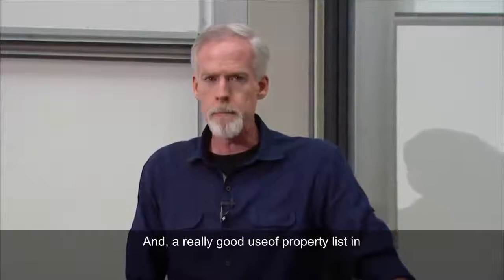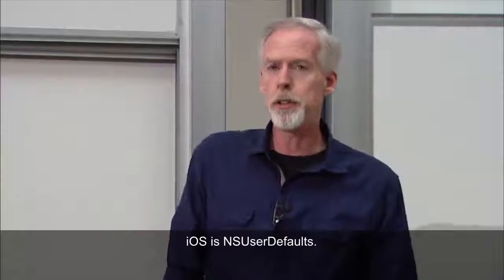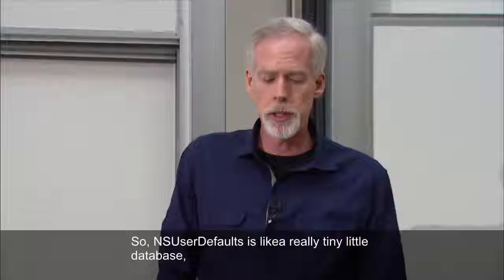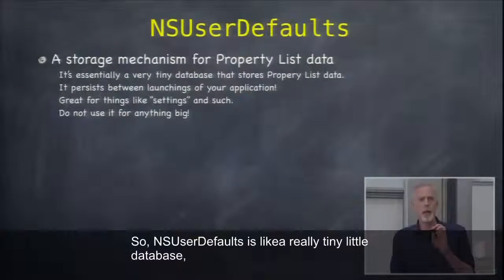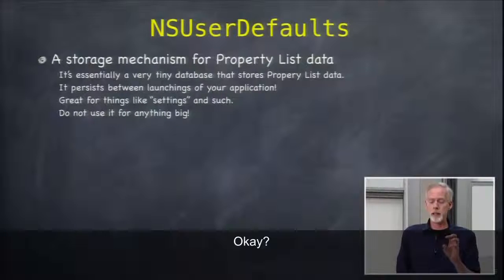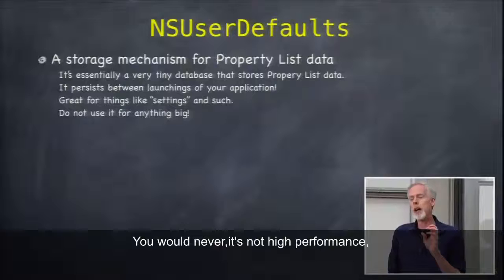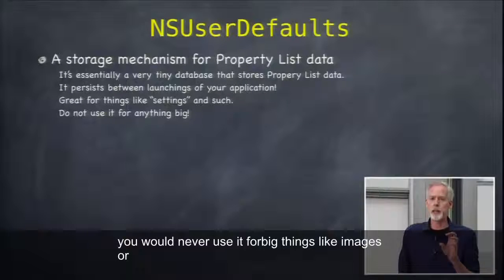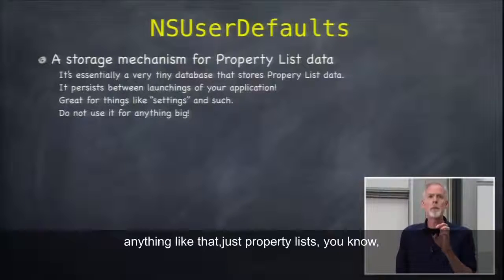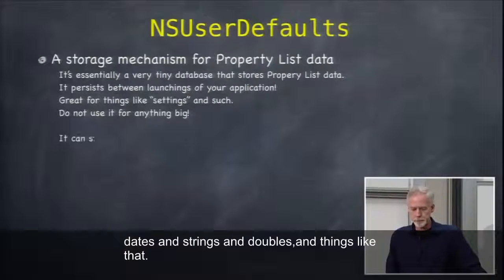And a really good use of property list in iOS is NSUserDefaults. So NSUserDefaults is like a really tiny little database, and it only knows how to store property lists. Okay? And it's really for things like settings and preferences, stuff like that. It's not high performance. You would never use it for big things like images or anything like that. Just property lists, you know, dates and strings and doubles and things like that.